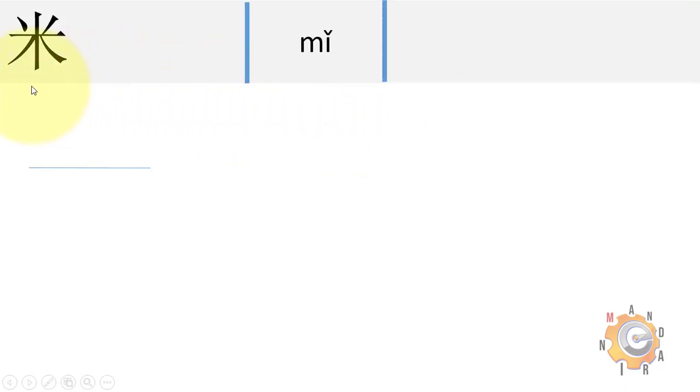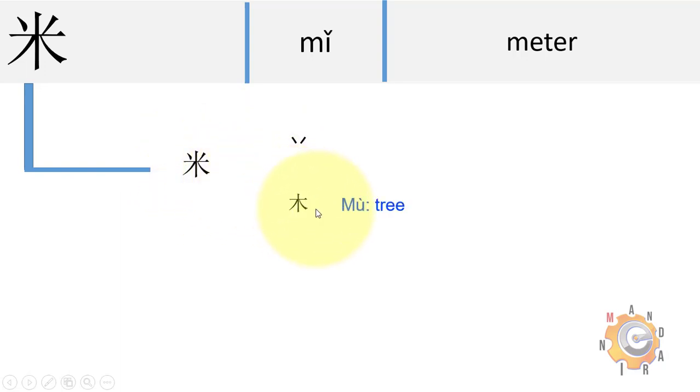米, which means meter. It is once again a very simple character and we can decompose it into its components. This one at the top and the remaining one is this, right? So this character is mu, which means tree. It also has another meaning, rice. Anyway, this mi means meter or rice. Let's move towards the next character.